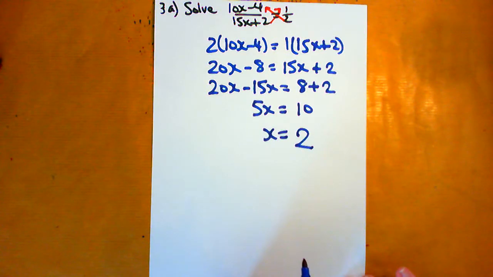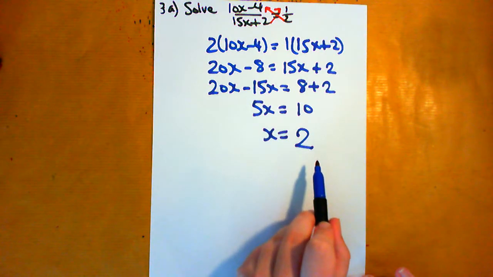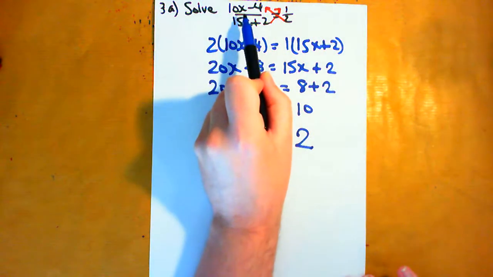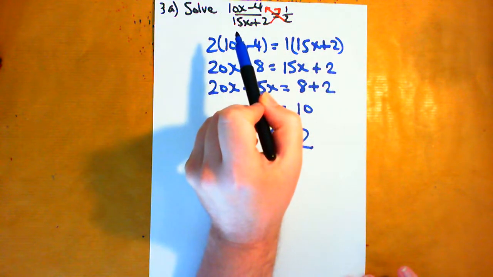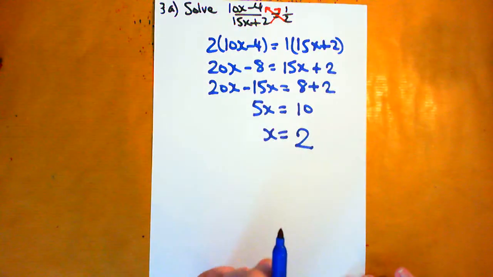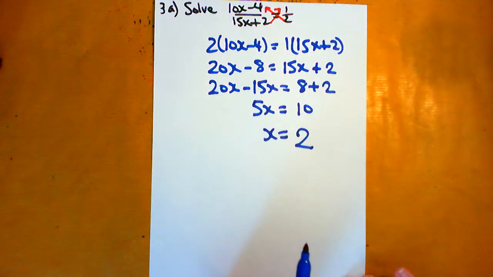Okay, so let's check that x equals 2 does fit the equation. So if we substitute x equals 2 into the left hand side, the top becomes 10 times 2 minus 4, which is 16, and 15 times 2 plus 2 is 32. So 16 over 32, which does indeed simplify to 1/2.